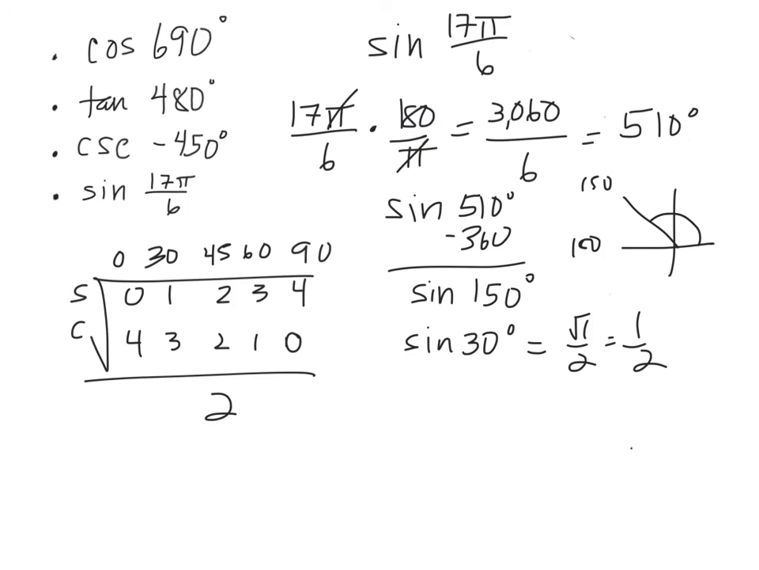We're in the second quadrant. So we went to the left and then we went up. Sine is the y, so it's positive. So sine of 17 pi over 6 is positive 1/2.